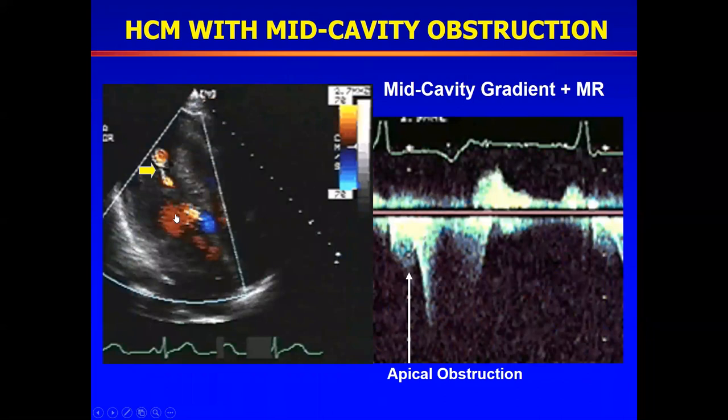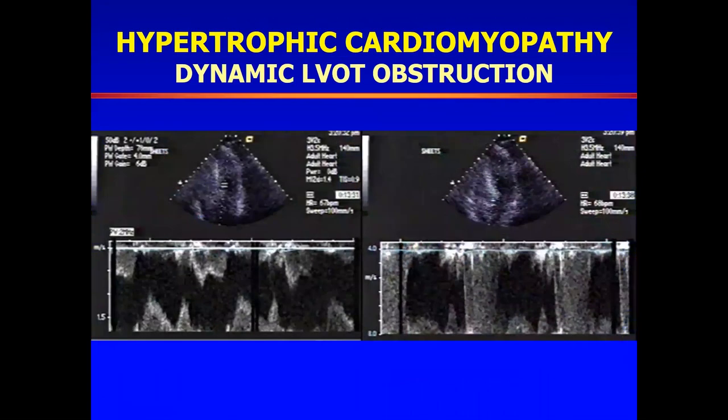Obstruction can happen at other levels, not just at the left ventricular outflow tract. The yellow arrow on the left side of the screen points to obstruction happening in the apex, and by continuous wave Doppler, we see it here. Notice that it is happening earlier than the obstruction that is happening more proximal in the ventricle. So patients frequently have multiple levels of obstruction and also have mitral regurgitation that confounds the situation.